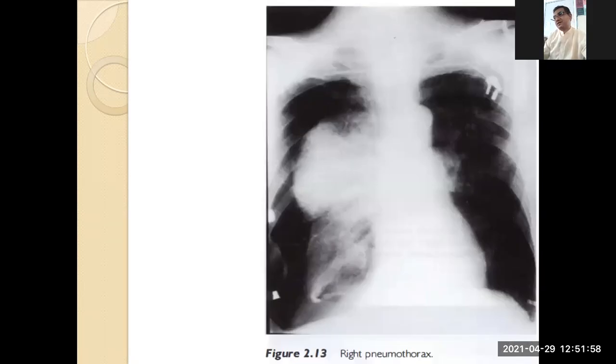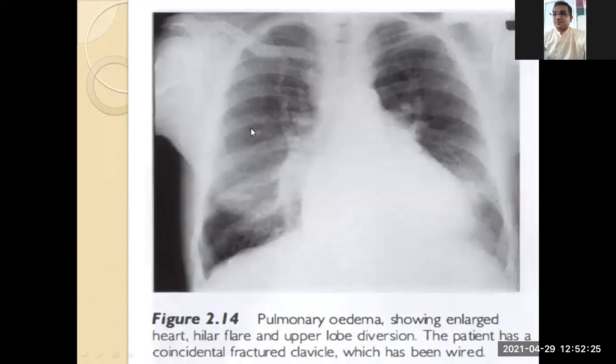Okay, this is pneumothorax. What is pneumothorax? Collection of air in the pleural cavity. You can see the picture like this. What is this? Can anyone tell me? What is this? What is this? ECG leads. This is the ECG leads. Fine.